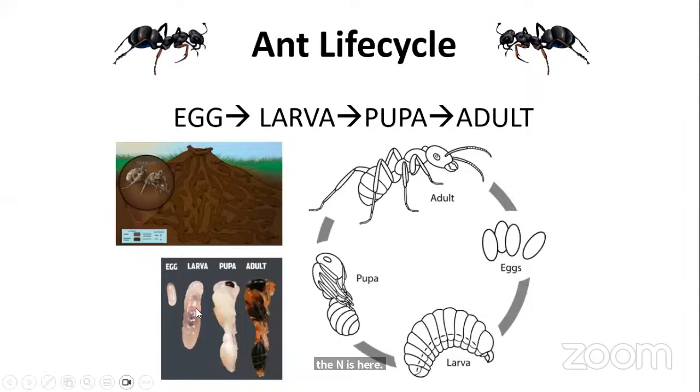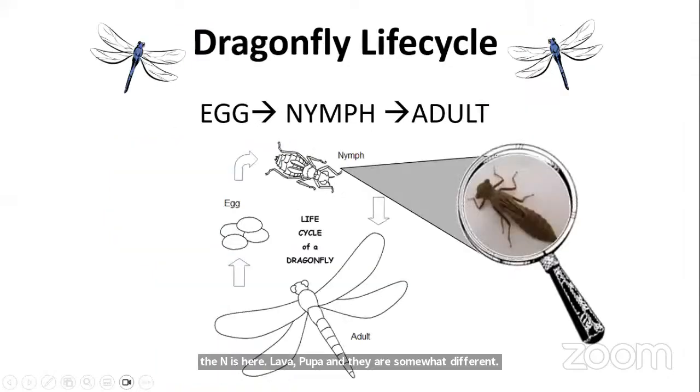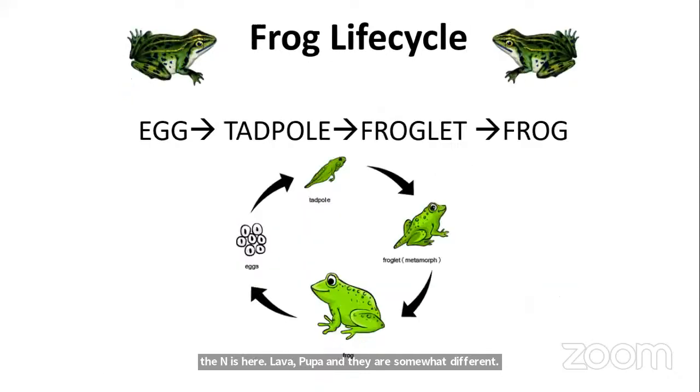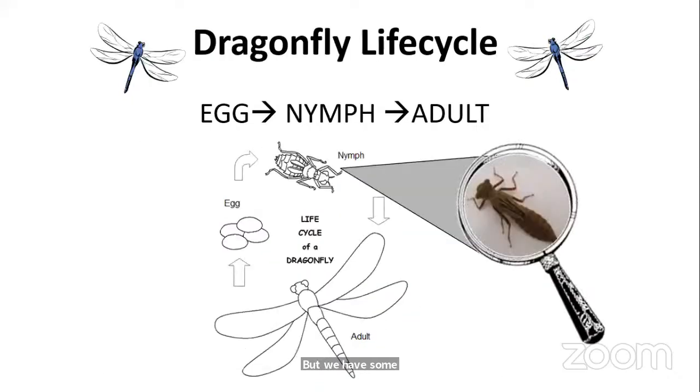They are somewhat different. But we have some insects like the grasshopper, whereby it's somewhat similar. Before we go into that, let's look at the dragonfly. Dragonflies have 3 stages. We have the egg, we have the nymph, and the dragonfly. The shape of the nymph and adult is somewhat the same, just that the adult dragonfly has wings.